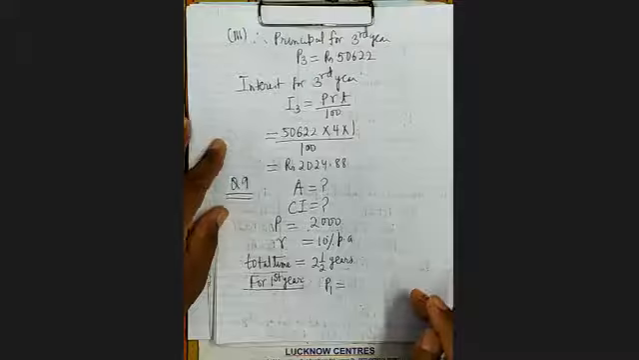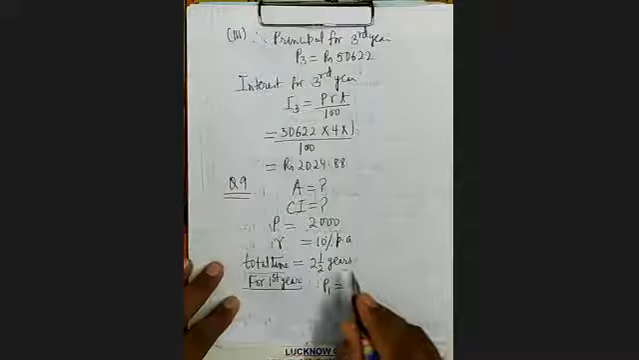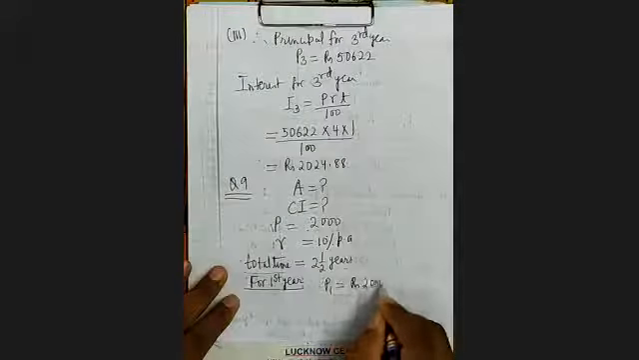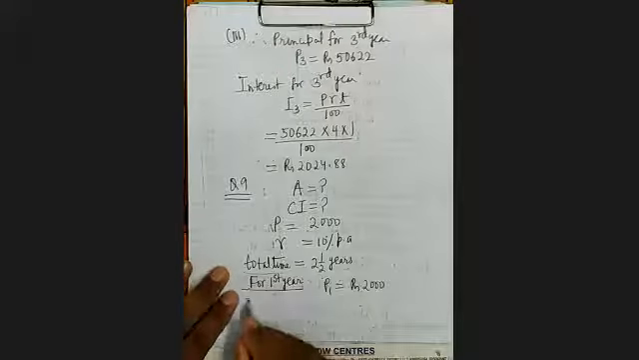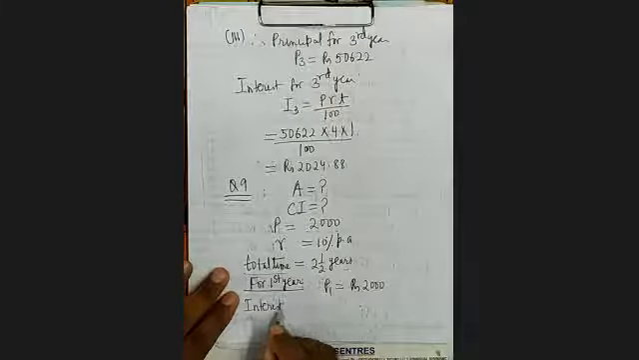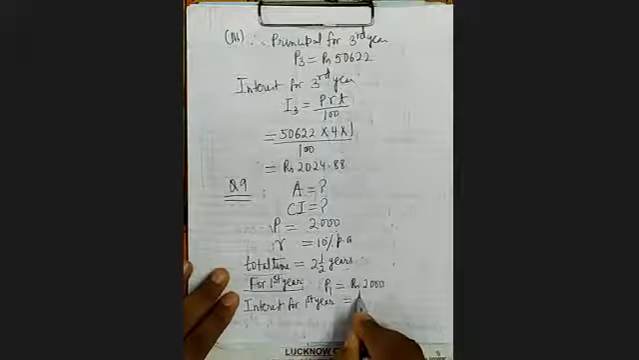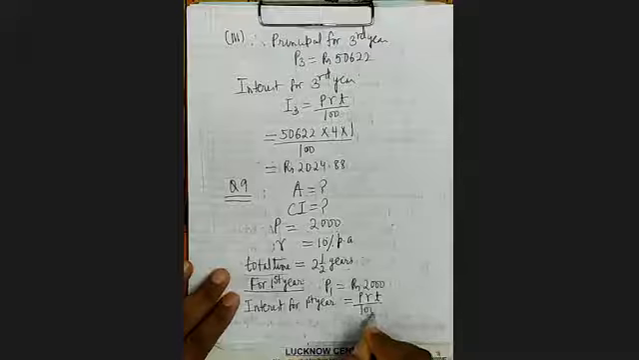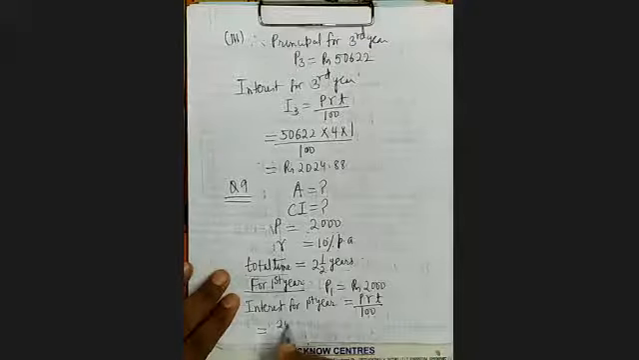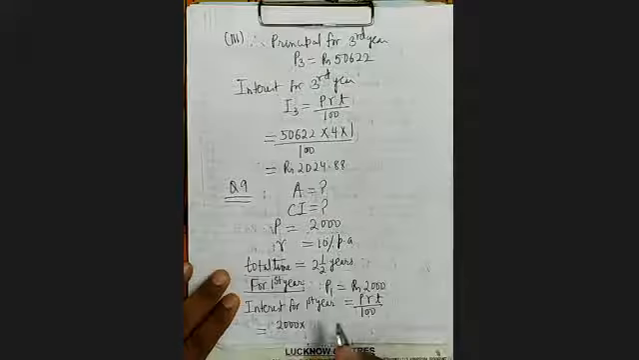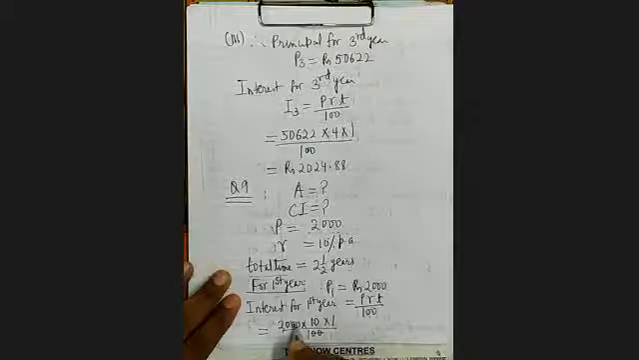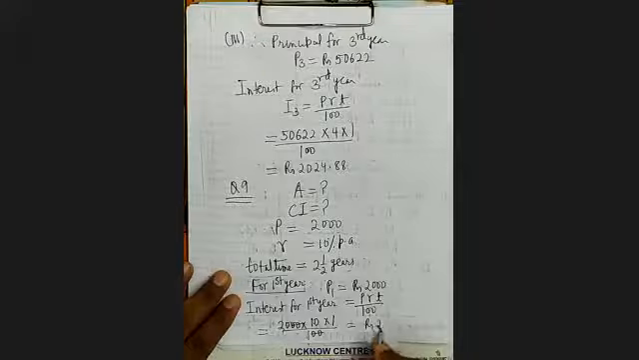What is the principal for first year? Equal to the original sum, that is ₹2000. So what is interest for first year? Equals to PRT upon 100. P is 2000. Rate is how much? 10%. Time is 1, because we are calculating the first year, divided by 100. So this is cancelled. So it is equal to ₹200. Clear?